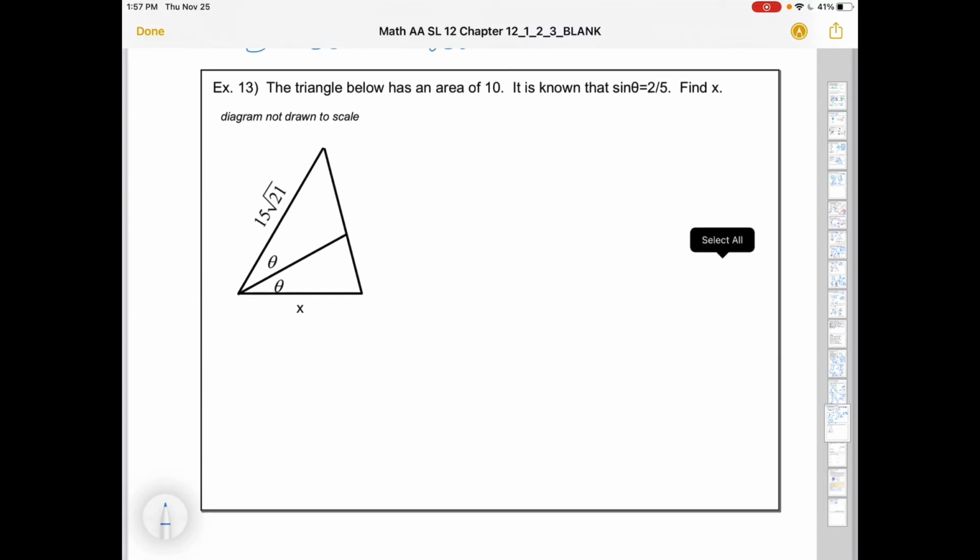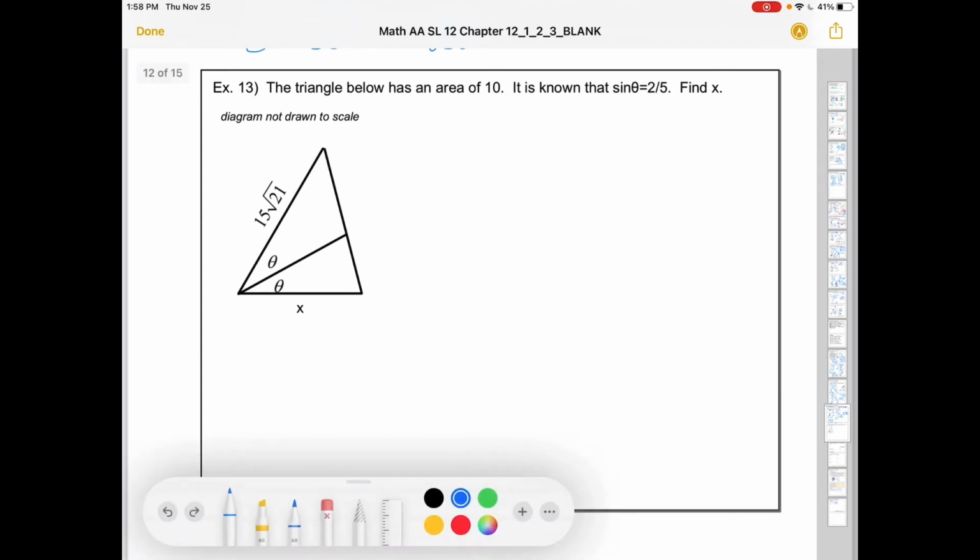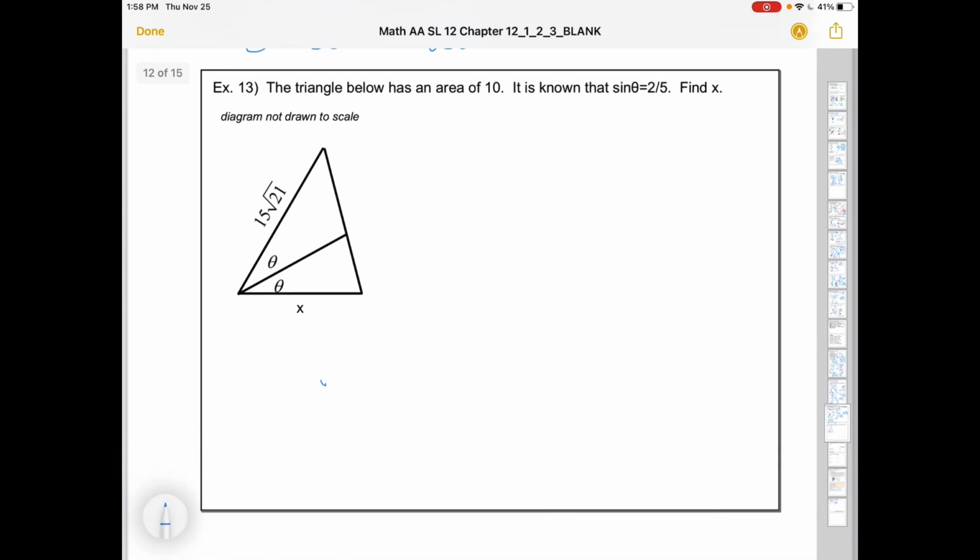Last one. I'm including this because it's one that came up in an exam a few years ago, or something similar came up, and it was a pretty sneaky one, I thought. And I had a lot of students ask me, but which theta are we talking about? So the triangle below has an area of 10. It's known that sine theta is 2/5, and we're supposed to find x. And the classic trig thing would be to circle it and say, there it is. But that's going to get you 0 marks, so let's not.